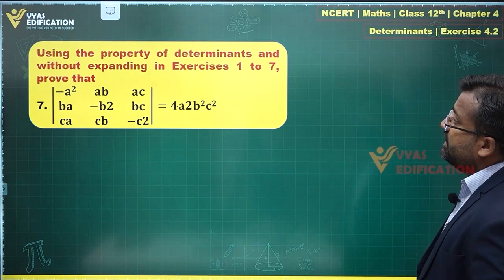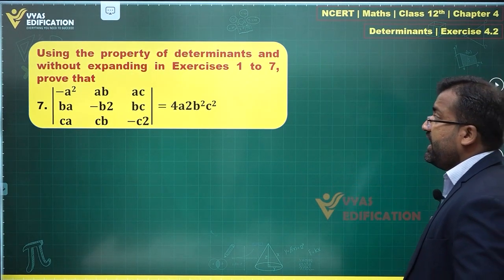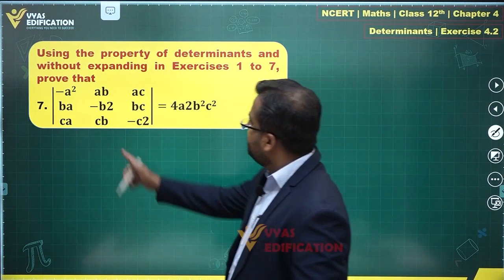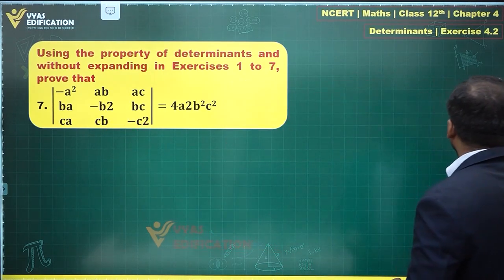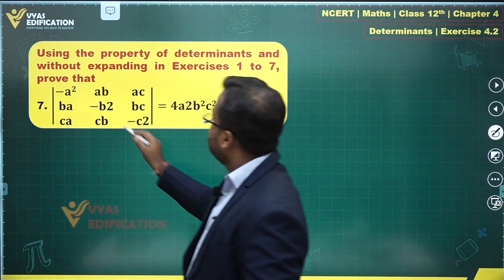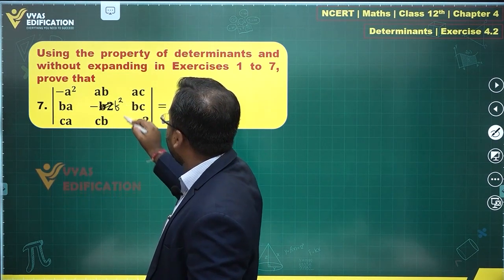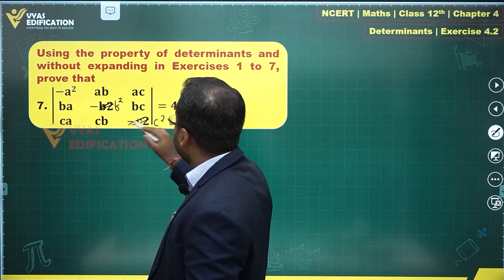This is the next one, 7th. Minus a square, ab, ac, ba. This is b square and this is c square. Okay, let's make that correction over here. This is b square and this is c square with a minus, obviously.